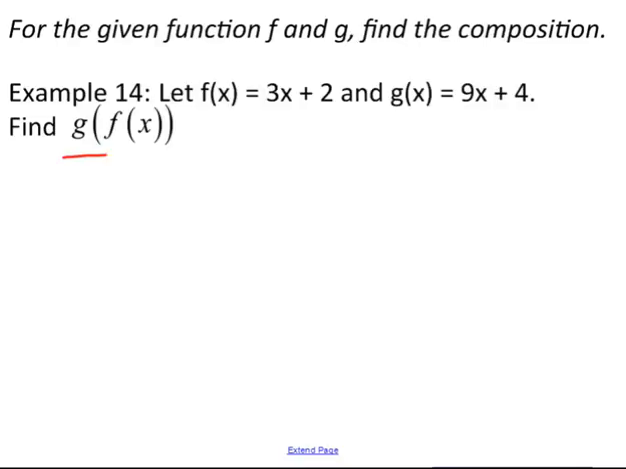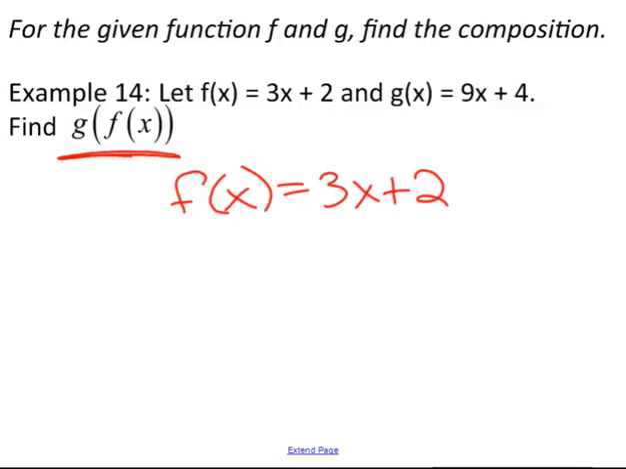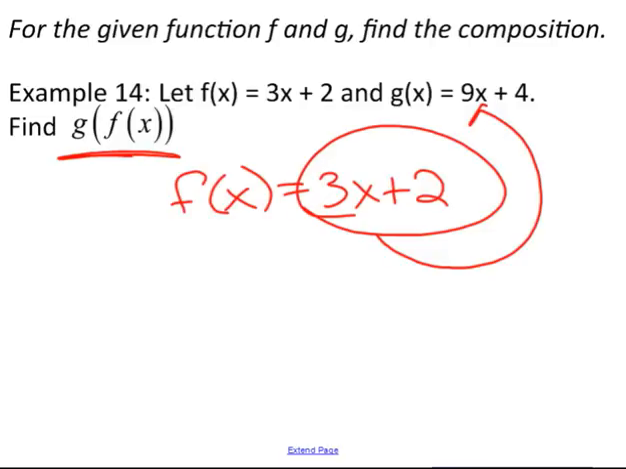Be careful here. You got to see which one is on the inside. So the f function is inside. We're going to start with the f function then. So we have f of x is equal to 3x plus 2. And this is the function that has to get substituted into our g function. So we need g of f of x.